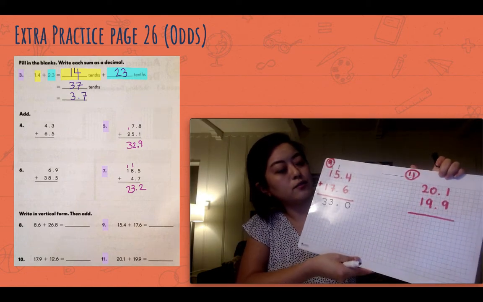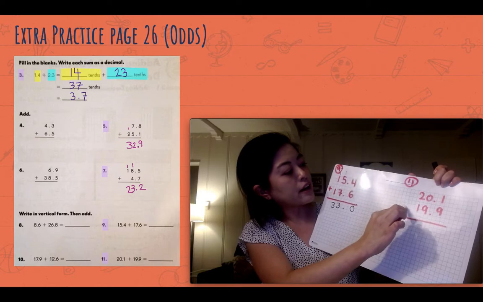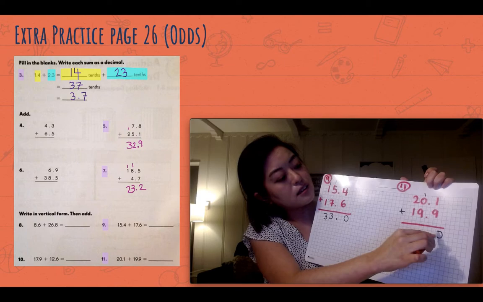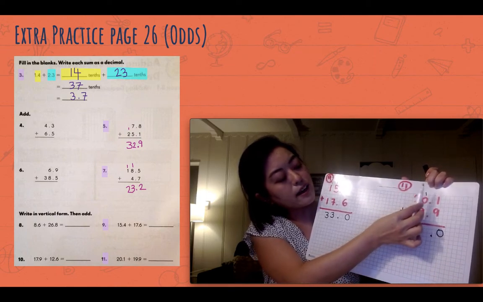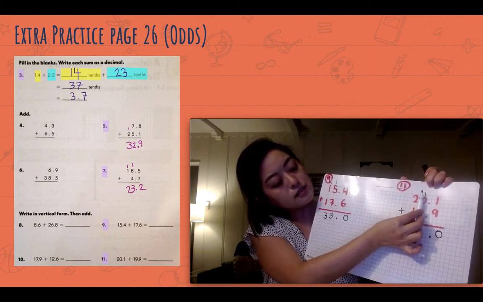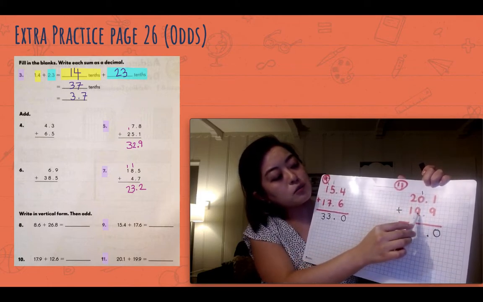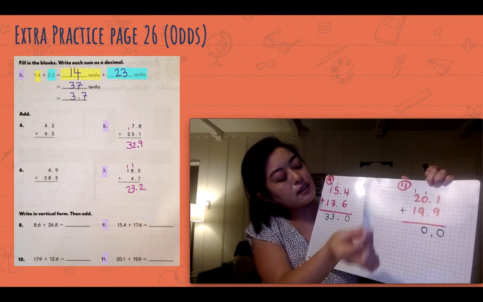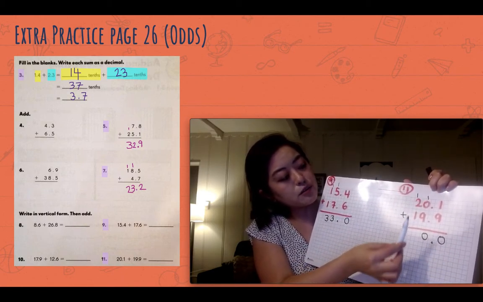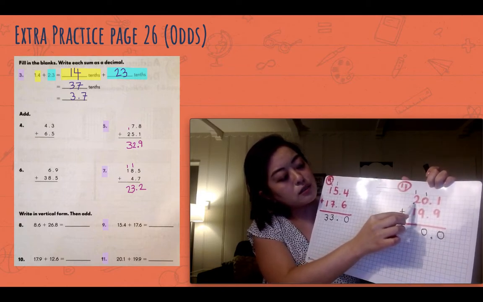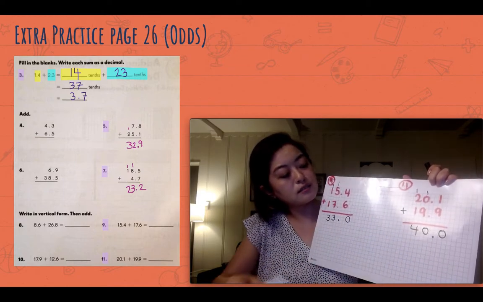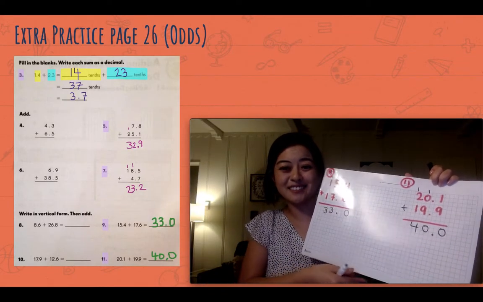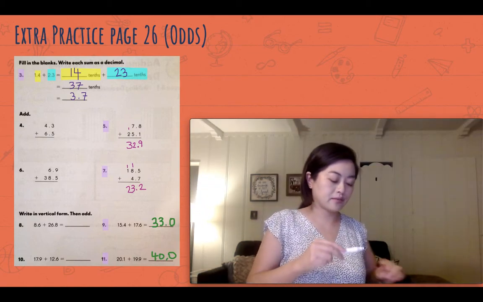Let's do number 11. We're going to start with the lowest place value column and we're adding here. So 1 tenth plus 9 tenths is 10 tenths. Drop the decimal point. Let's add the next lowest place value column, which is the ones. 1 one plus 0 ones plus 9 ones is 10 ones. Now let's add the remaining place value column, which is the tens. 1 ten plus 2 tens plus 1 ten is 4 tens. So this is 40.0. There it is. All right.